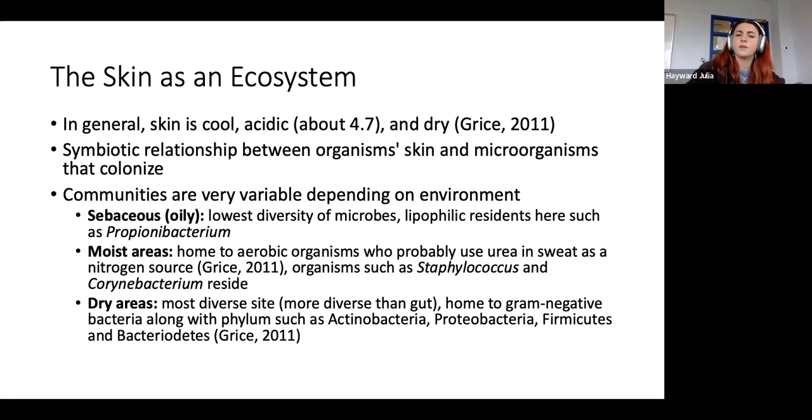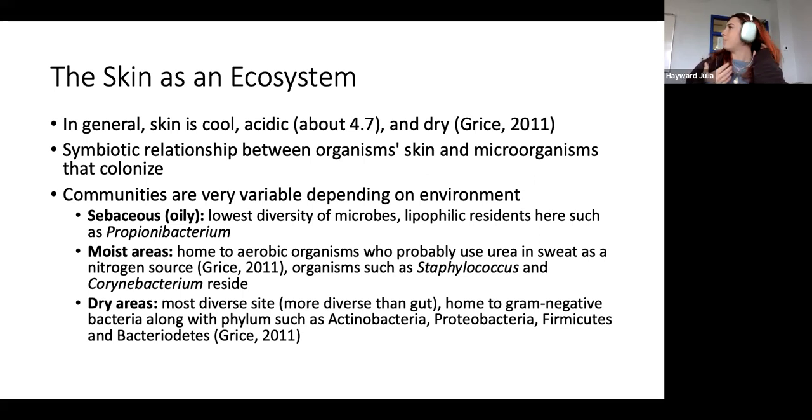So as I was saying, the communities are very variable depending on the environment they're in. In a sebaceous, oily environment, that's where we're going to see the lowest diversity of microbes, like the lipophilic residents, such as Propionibacterium. And then we have our moist areas. Oh, backtrack a little bit. One example of an oily area that I could give you would be the crease of your nose, which is a pretty oily area.